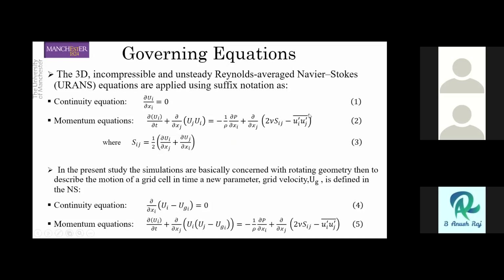This is the strain rate tensor. And all the parts in the Navier-Stokes equation can be solved easily, except this one, which is the Reynolds stress tensors, which needs modeling, as in the next presentation slides. We will discuss it.